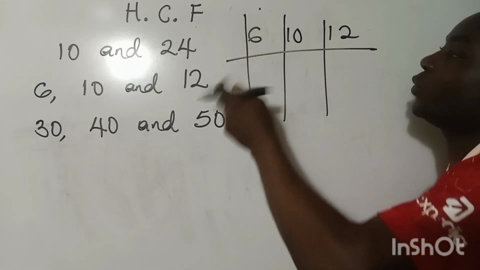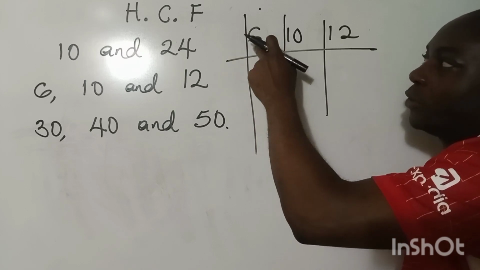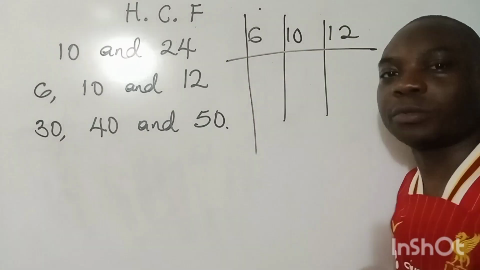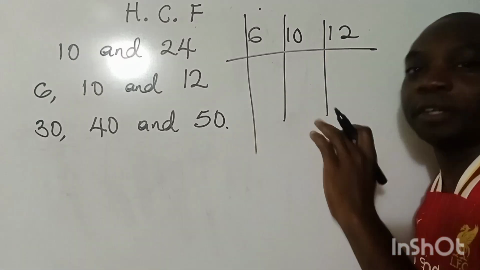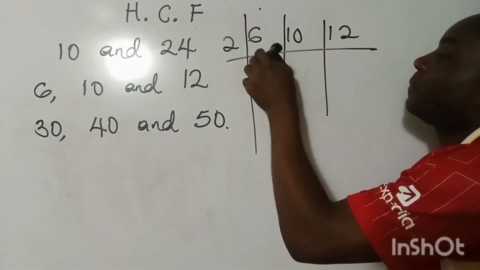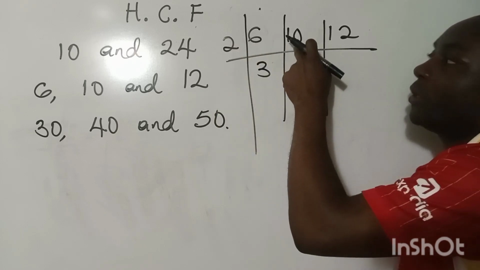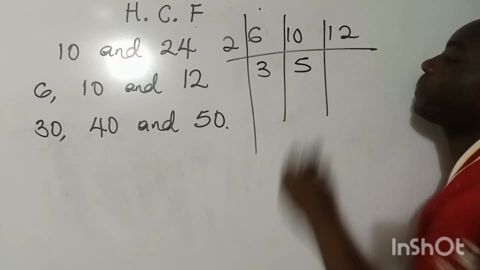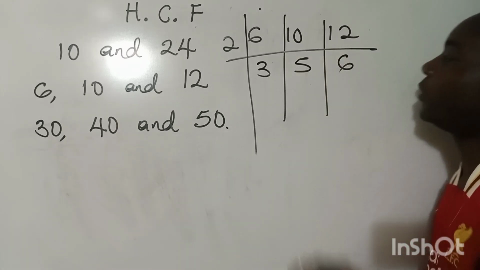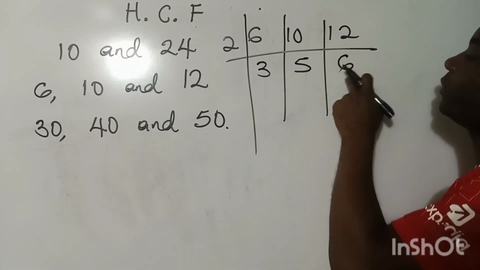And the lowest is 2 because 6 can divide 2, there won't be any remainder. 10 can also divide 2, there won't be any remainder. And also 12, the same thing. So we have our 2 here. 2 in 6 is 3 times. And we can remove 2 from 10 5 times. And also we can remove 2 from 12 6 times. We're left with 3, 5, and 6.